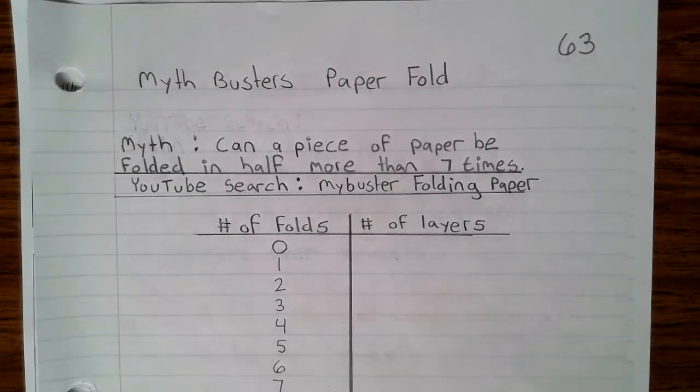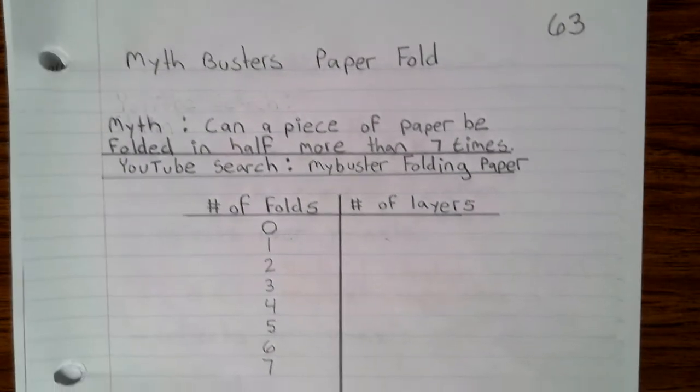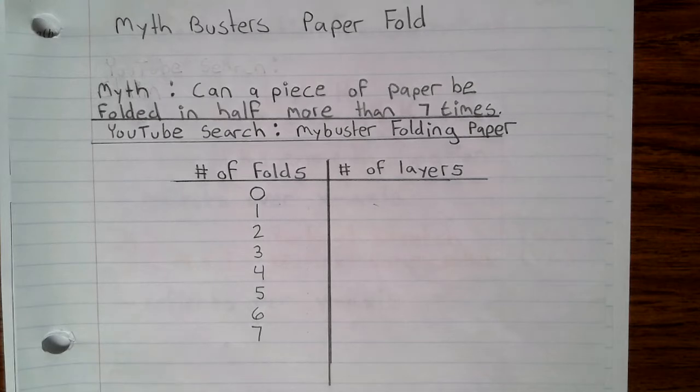Okay, Wildcats, today we're going to journal page 63, and we're going to start with Mythbusters paper fold. The myth: can a piece of paper be folded in half more than 7 times? Now what I'd like you to do is add a tab on your computer and do a YouTube search for Mythbusters paper fold. You're going to watch that video on YouTube and then complete the table below with the number of folds and the number of layers.